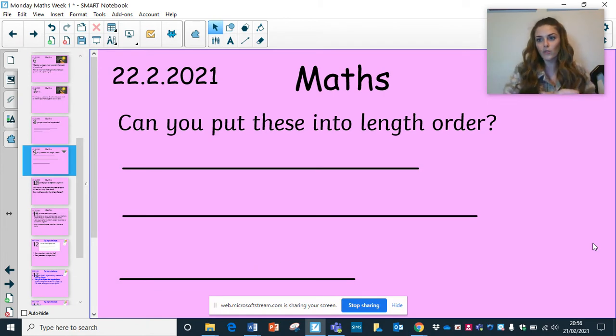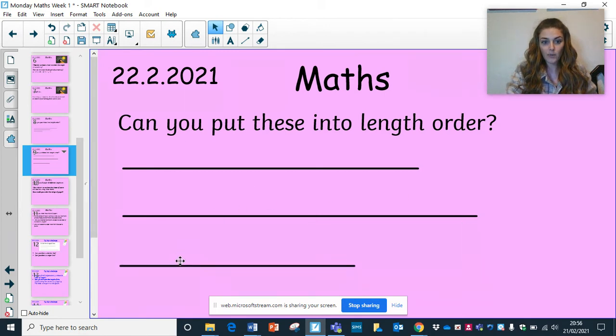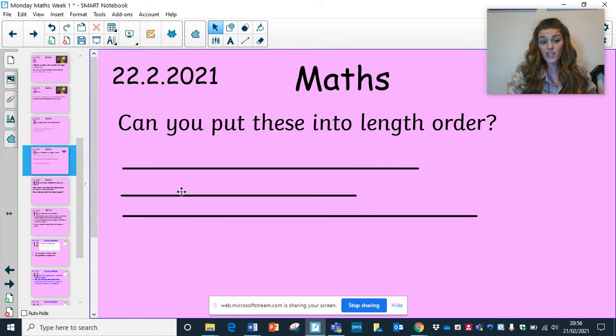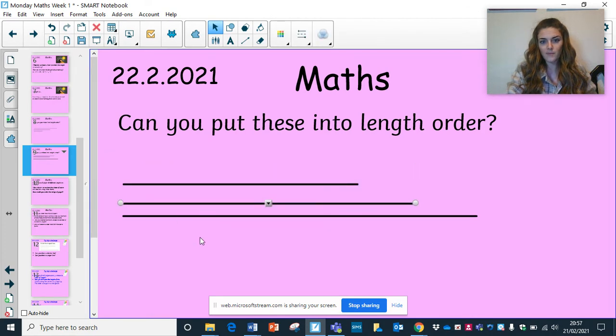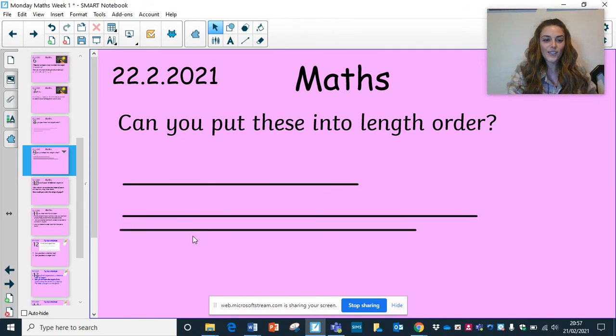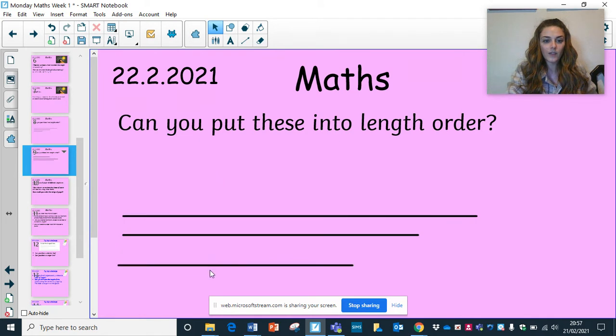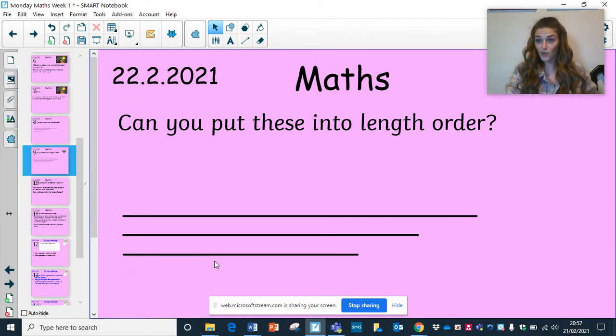Can you put those into order? And pause here to do that in whatever way you would like to. And then now we're going to have a look at them and put them into order. So it might be longest to shortest or shortest to longest. I'm going to do shortest to longest first, like that. So well done if you got that. And then longest to shortest, just move them around a little bit there. There we are. And longest to shortest. Okay, so well done and thumbs up if you got that correct.